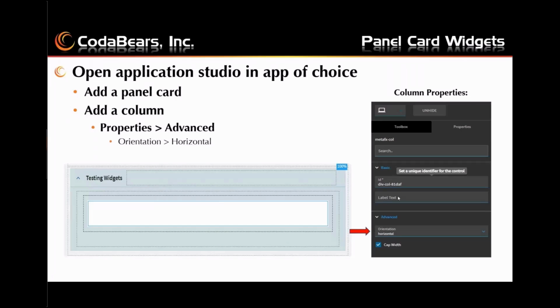Basically, when you're going to add any widget to the form, you're going to want to open Application Studio and add a panel card. After you add your column, you would want to go into the advanced and orientation and make that horizontal, because if you don't, the widgets will stack up on top of each other, and when you change the size, you'll probably want them next to each other. But again, we'll get further into that in a little.